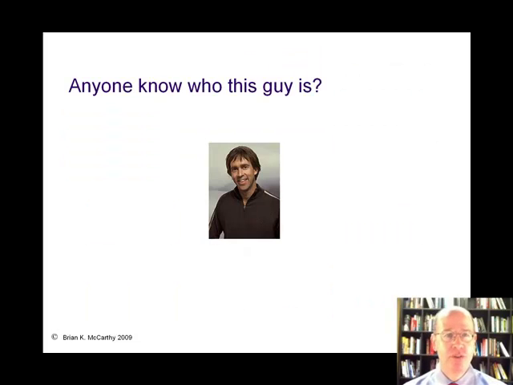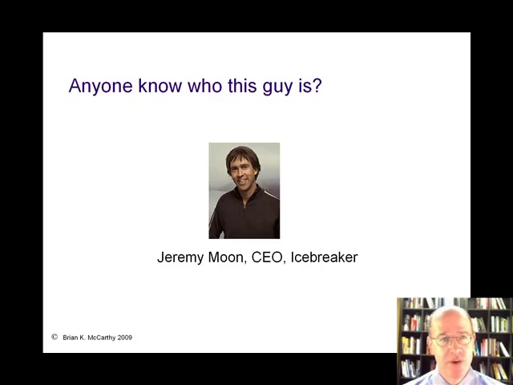Anyone know who this guy is? Well, that's Jeremy Moon. He's the CEO of a young, growing, interesting outdoor apparel company called Icebreaker. They started in New Zealand. They make exclusively merino wool, base layer, mid layer, and outer layer outdoor clothing. All of the wool comes from New Zealand merino sheep.